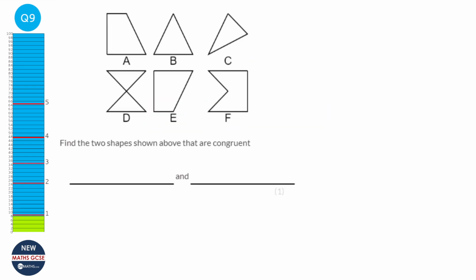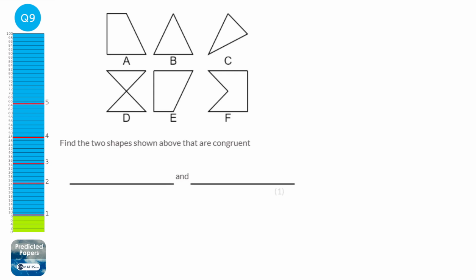Congruent means that it's a shape that is exactly the same as another shape, but it can be rotated, translated, can be flipped around, but it's basically the same shape. So I imagine cutting it out onto cardboard and trying to fit it into the other shape. If it can fit, then they are congruent.